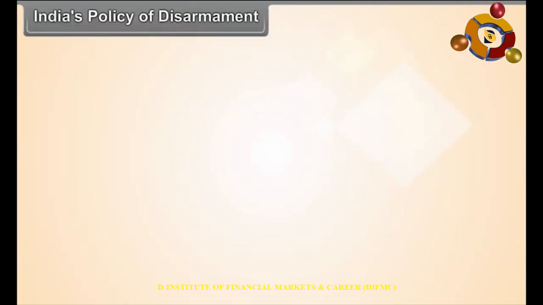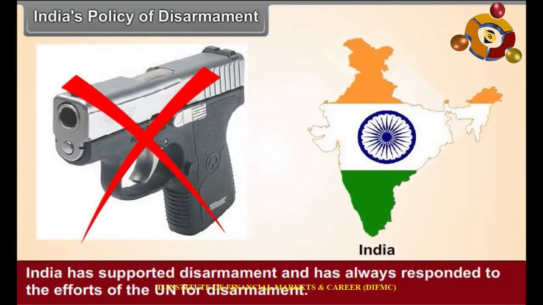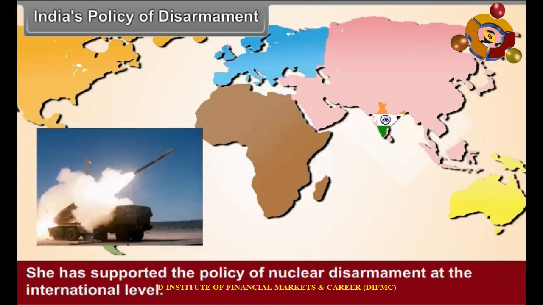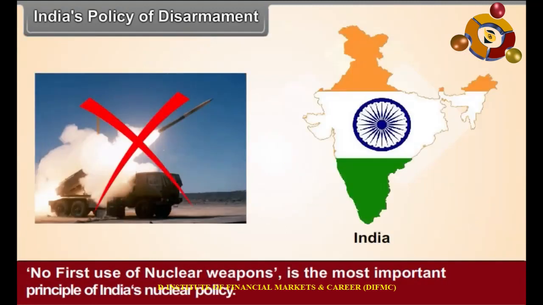India's policy of disarmament. India has supported disarmament and has always responded to the efforts of the UN for disarmament. India has a principled opposition to nuclear weapons because the world faces the threat of a nuclear war. She has supported the policy of nuclear disarmament at the international level. No first use of nuclear weapons is the most important principle of India's nuclear policy.